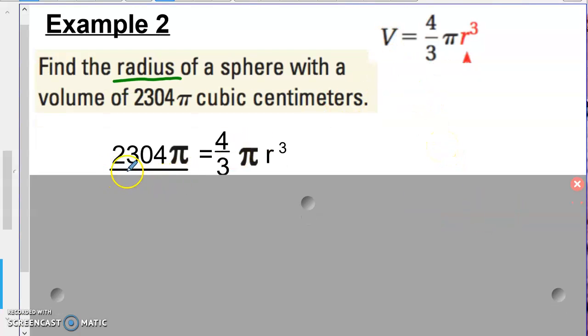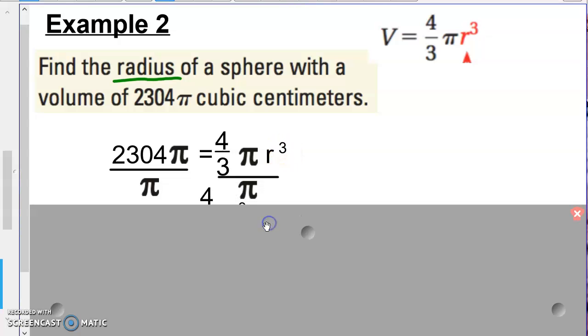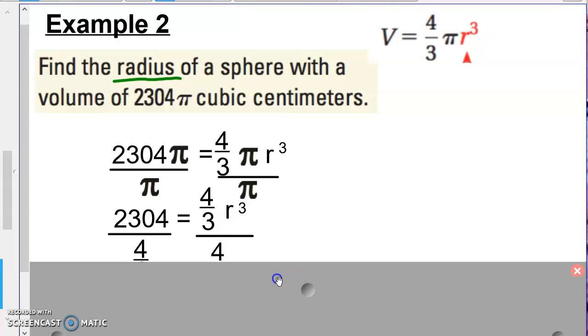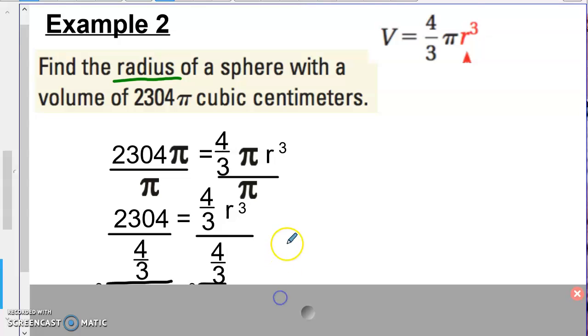First thing I did was put 2,304 pi in for volume, and then it's of course 4/3 times pi times radius to the third power. Now you'll notice that there are pi's on both sides. So then to eliminate the pi's, I just divided by pi on both sides, which then left me with 2,304 equals 4/3 times radius to the third power. Now I'm going to divide by 4/3 on both sides.